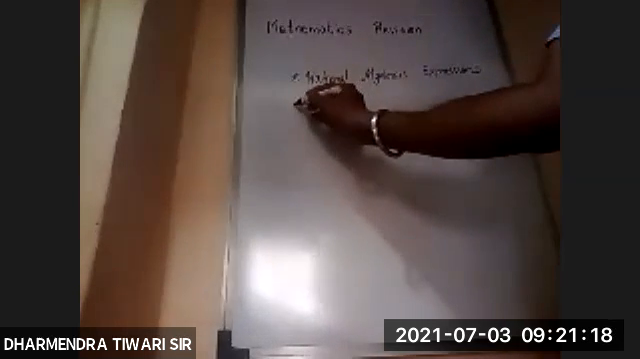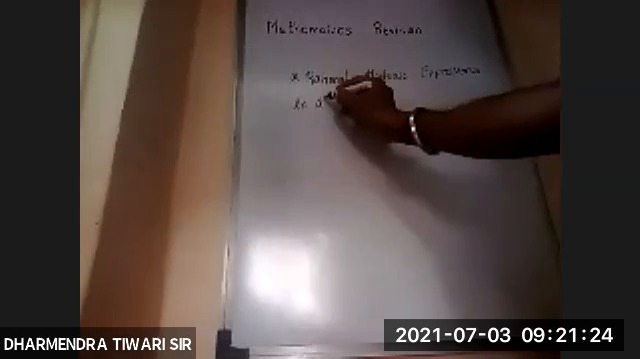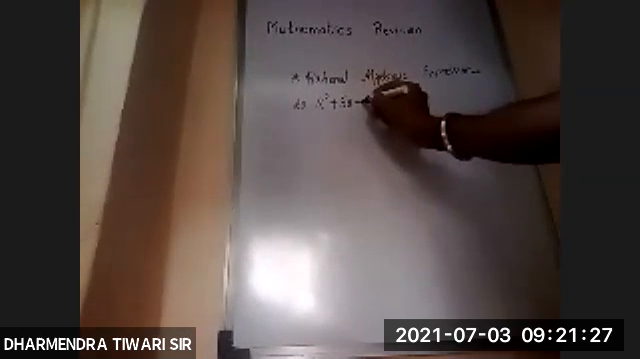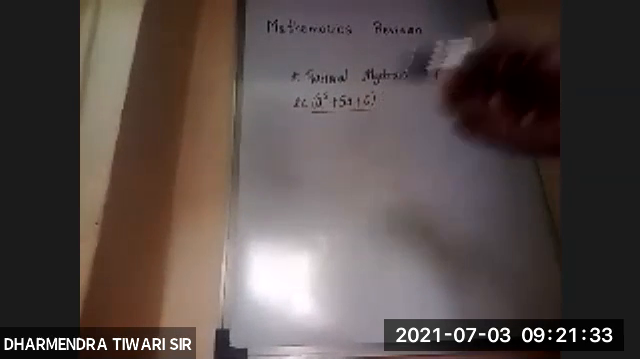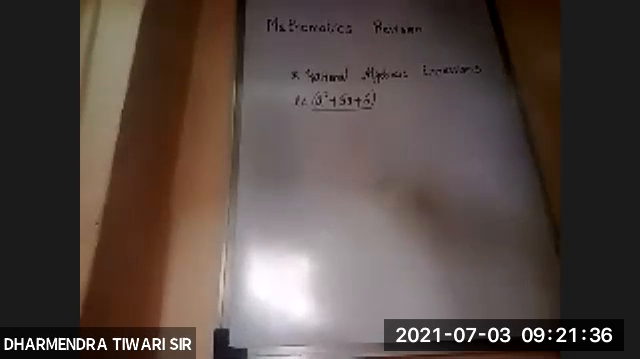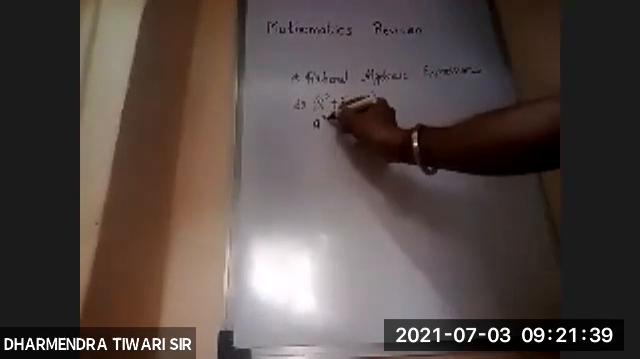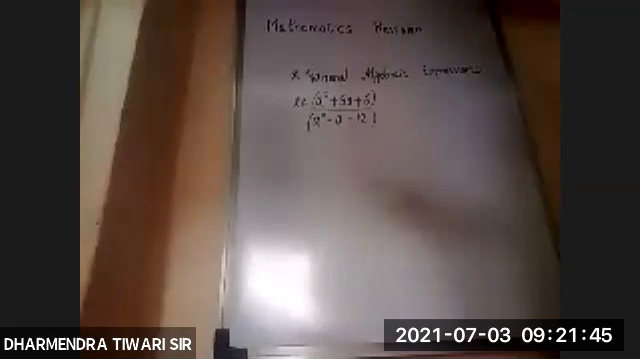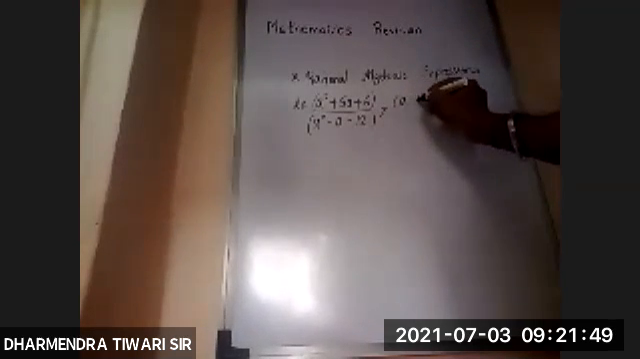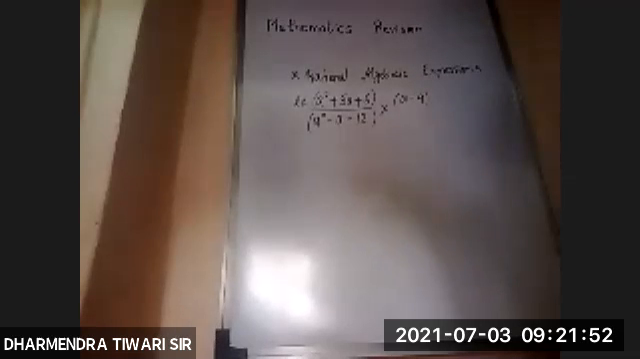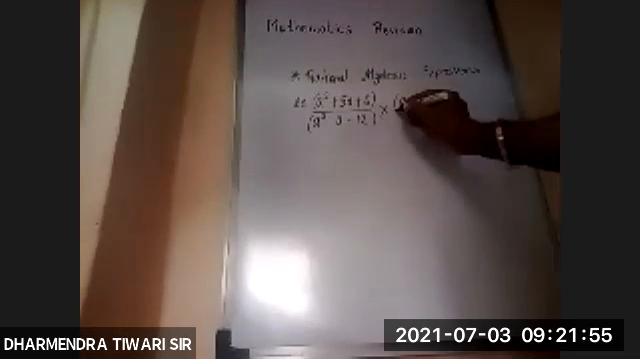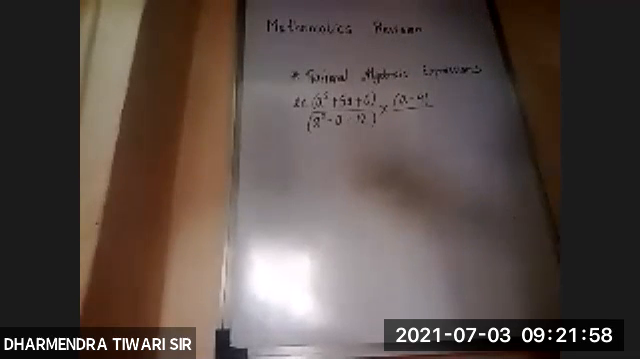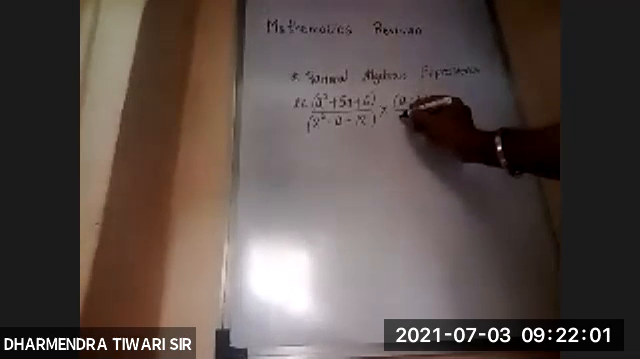Then we will say a square plus 5a plus 6 in one bracket, divided by a square minus a minus 12, into a minus 4, divided by a square minus 4.